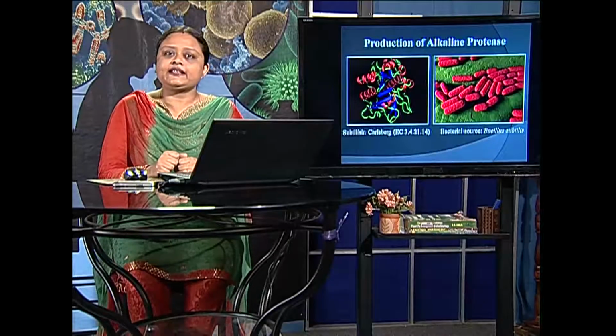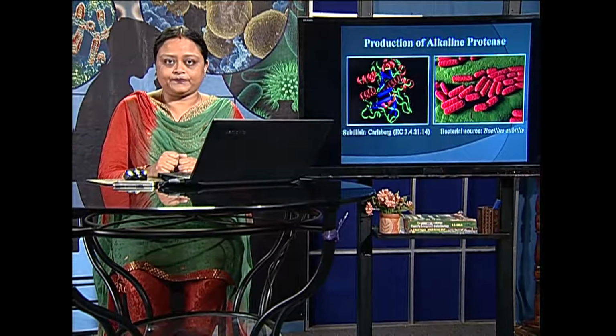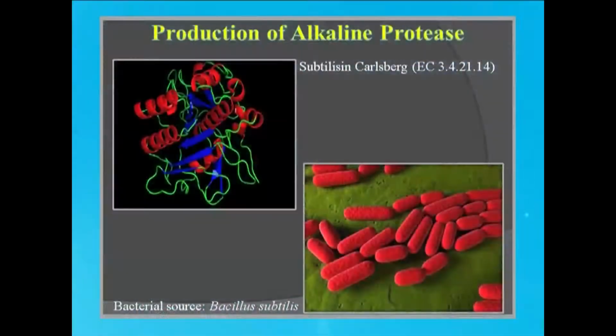Now we will briefly see the alkaline protease production. Commonly, the marketable or the trade name of all these alkaline proteases produced from Bacillus species are bacillopeptidases, and one among them is the subtilisin Carlsberg produced from Bacillus subtilis. This is the protein structure of subtilisin Carlsberg, and the source organism is Bacillus subtilis.